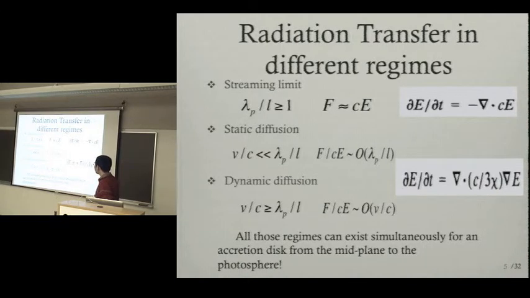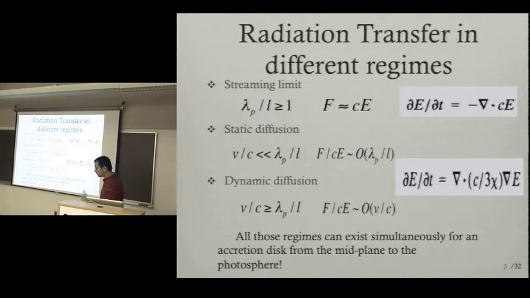For example, in the very thin regime, the mean free path of photons is much larger than the typical size of the system. Basically, the flux is equal to the speed of light times the energy density, and the equation is a wave-like equation. You can describe the photons as a kind of wave. However, once you go to the diffusion regime, when the opacity becomes very large, the radiation transfer equation reduces to the diffusion equation, like this.